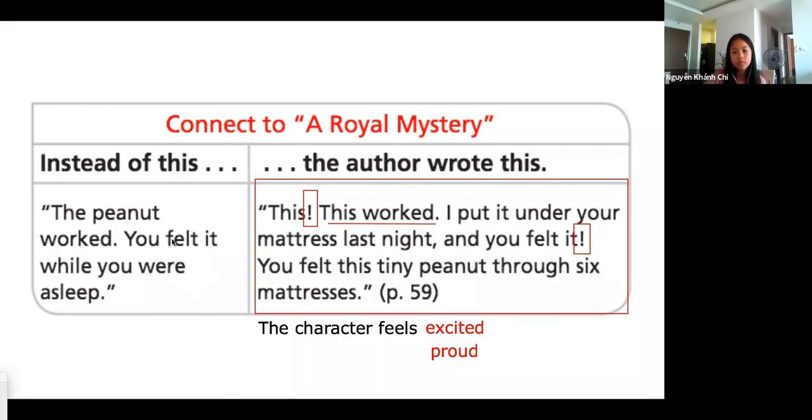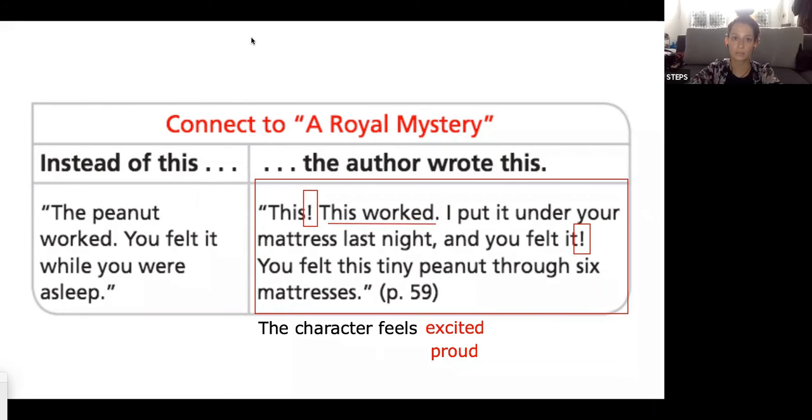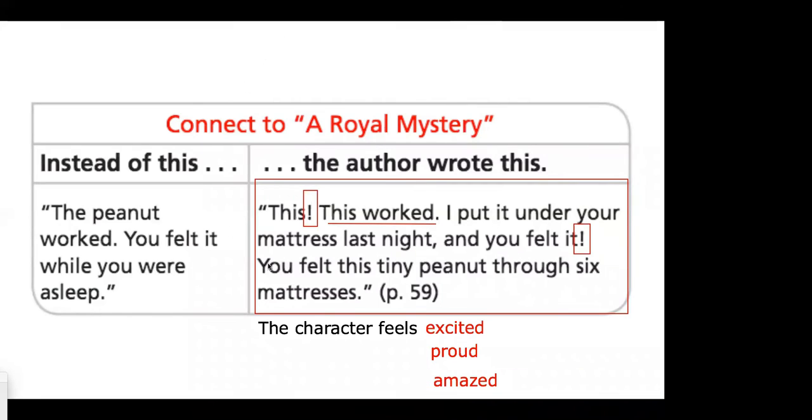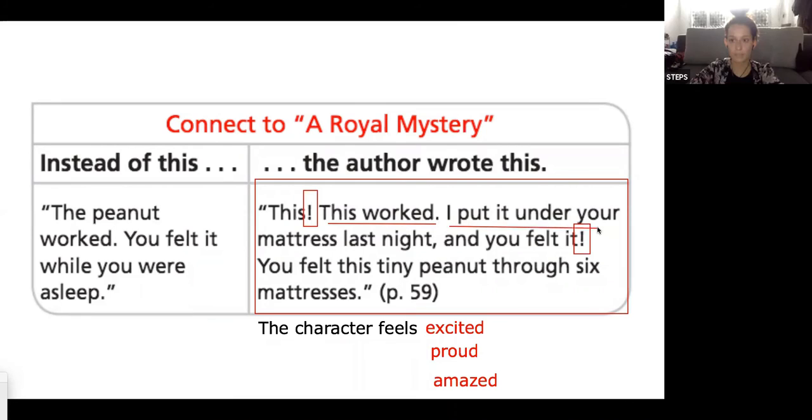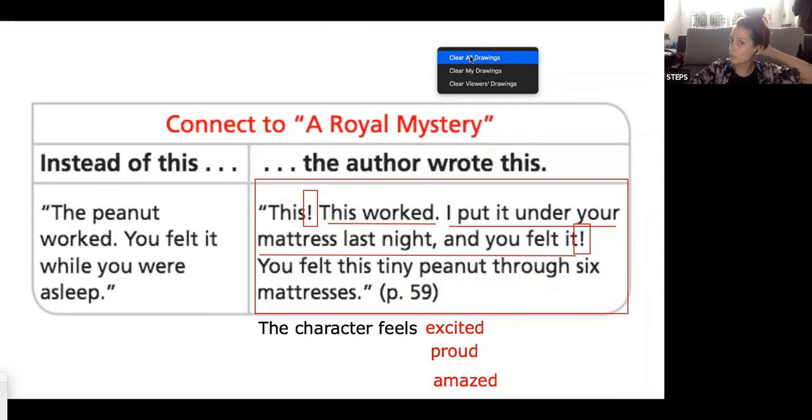Okay, good job. Hen, how else might this character be feeling? Amazed. How can you tell that this character is feeling amazed? Last night and you felt it. Yep, I put it under your mattress last night and you felt it. Good job. Okay, so from our words here, our dialogue and our punctuation, we can decide that our character feels excited, proud, and amazed.